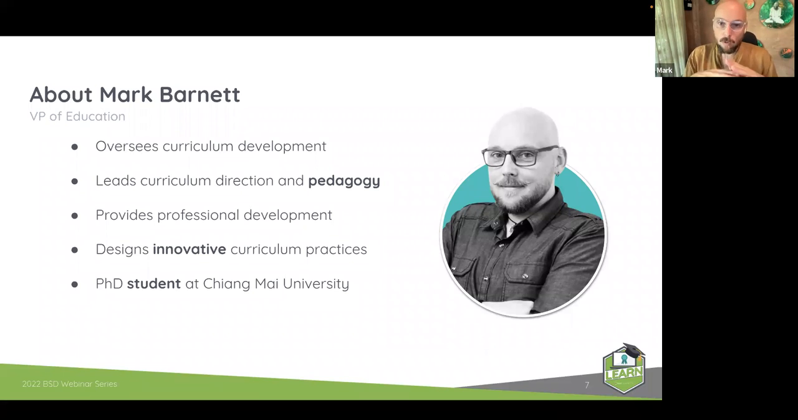And it's my role to oversee at the company that all of our curriculum is aligned to a high standard and that we have a strong pedagogical foundation that allows our curriculum to be flexible and also for it to be innovative. I'm also currently a PhD student at Chiang Mai University in Northern Thailand, where I'm studying constructionist approaches to learning technology like artificial intelligence.